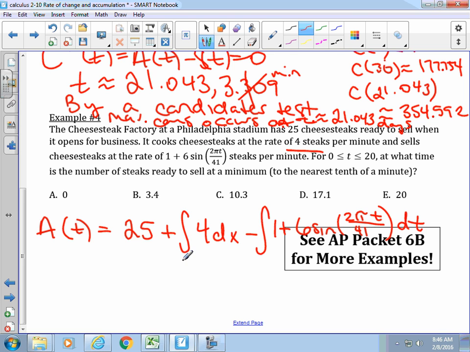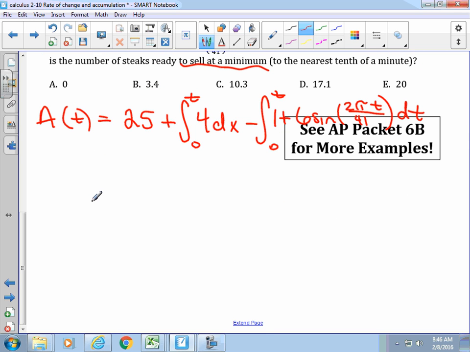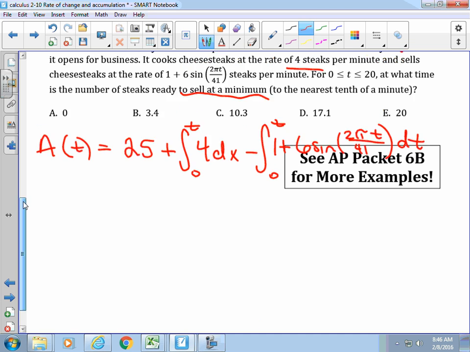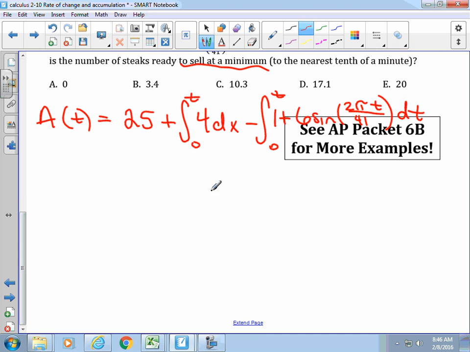Good. So I want, at what time is the steaks a minimum? I'm going to start at 0 and I'm going to go to T. Now, to find the minimum, what do I need to do? From 0 to 20. How do you find a minimum on a closed interval? Candidates test. I need A of 0, I need A of 20, and A of any critical values in between. Correct?